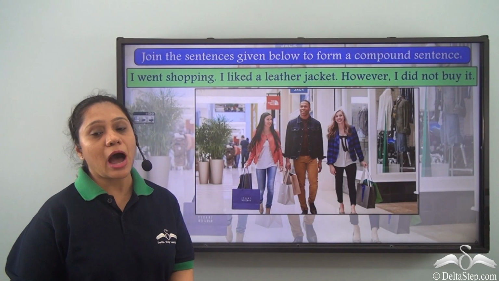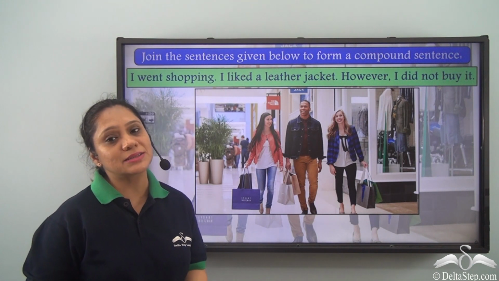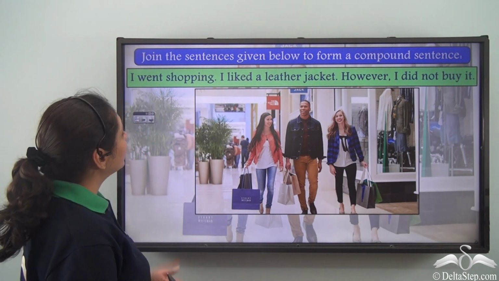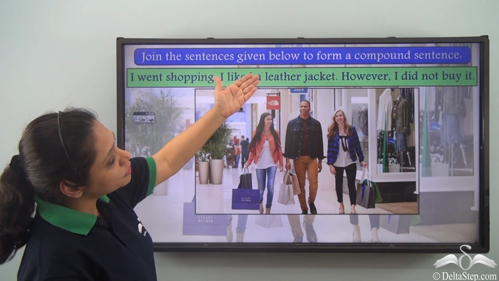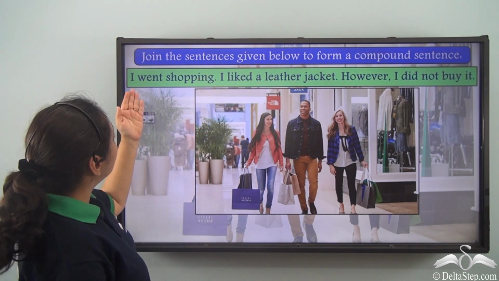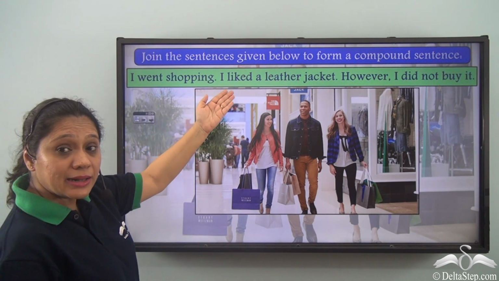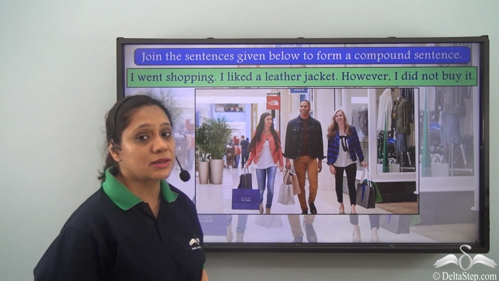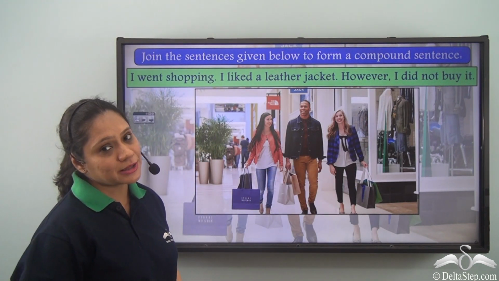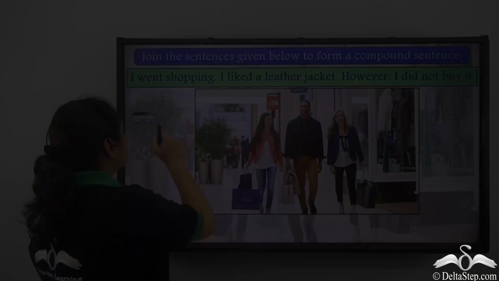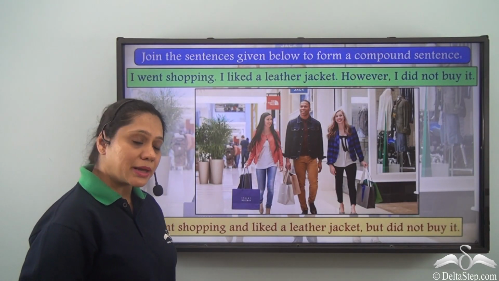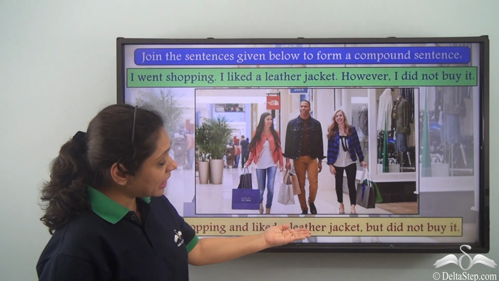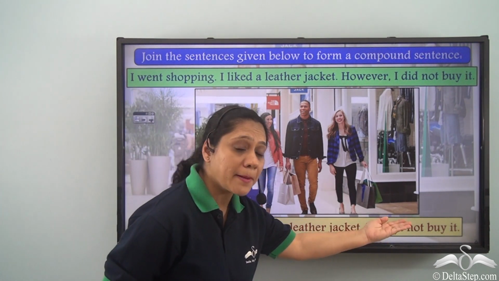Now that you have seen how we can join three simple sentences to form a compound sentence, let us try to do this exercise. Join the sentences given below to form a compound sentence. I went shopping. I liked a leather jacket. However, I did not buy it. Now, how will we join the three sentences? So, our new sentence will become, I went shopping and liked a leather jacket but did not buy it.